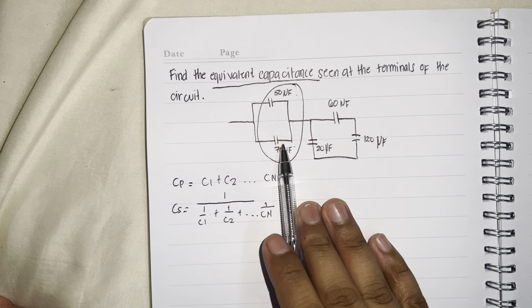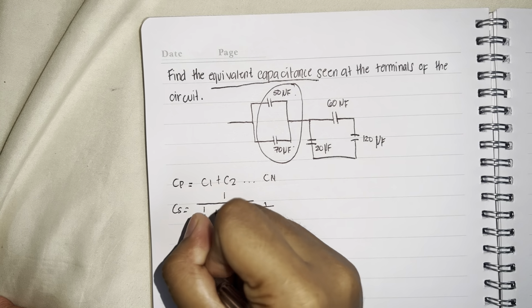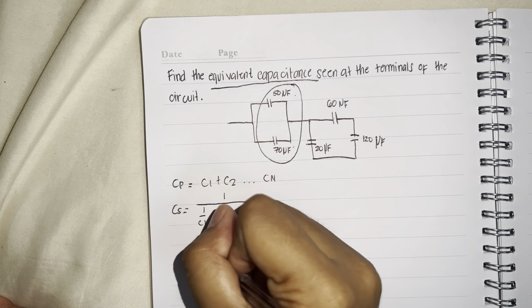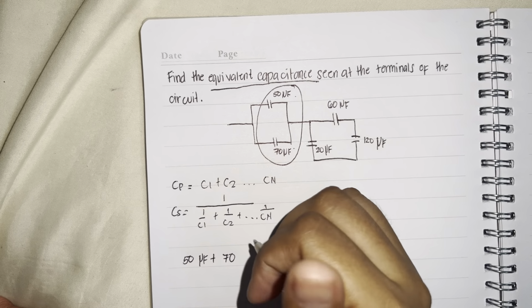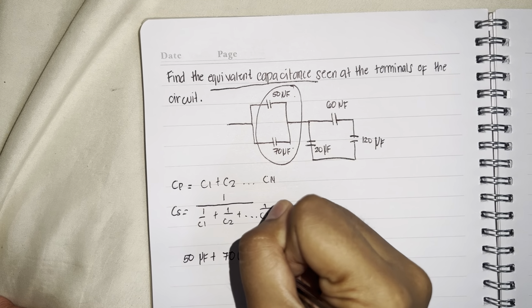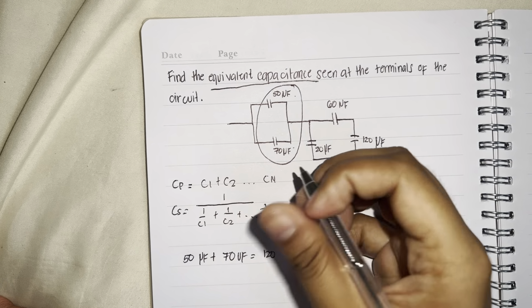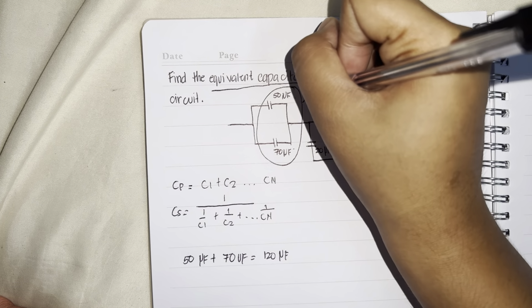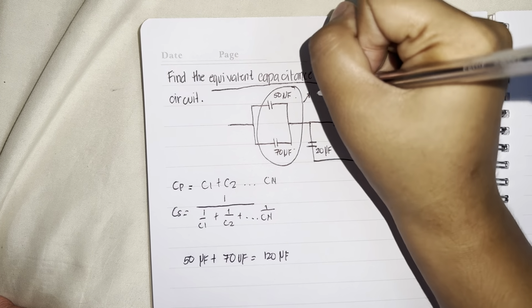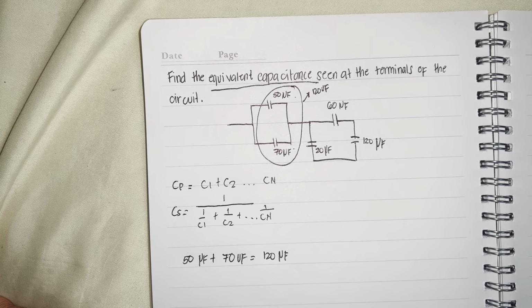So since it is parallel, we will use this one. So 50 microfarad plus 70 microfarad is equal to 120 microfarad. So now this capacitance is already 120 microfarad.